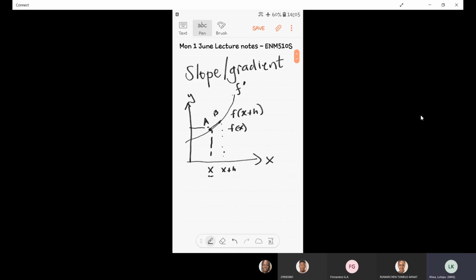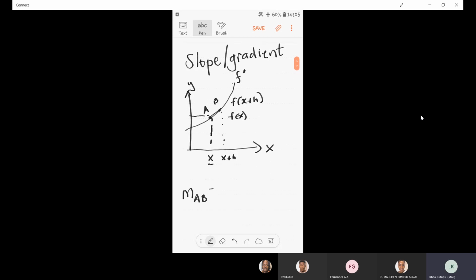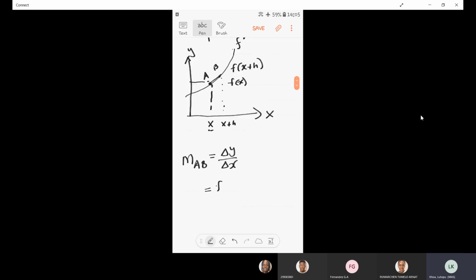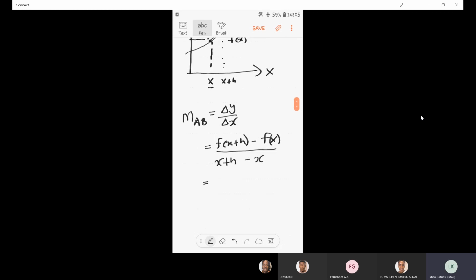So we know that our gradient m of AB is just delta y over delta x, and you can calculate it as f of x plus h minus f of x, over x plus h minus x. If we simplify, in the numerator you have f of x plus h minus f of x, and in the denominator I will just have h, because the x and that x cancel each other out.